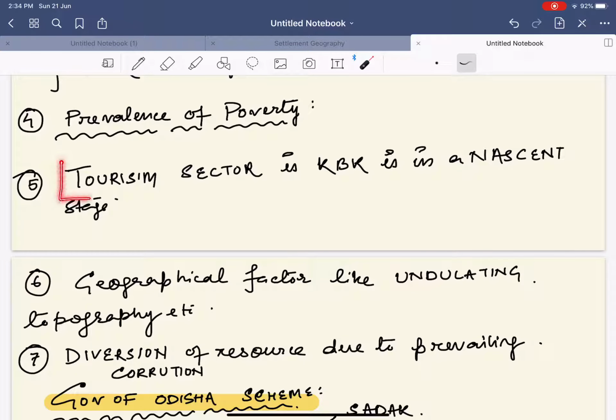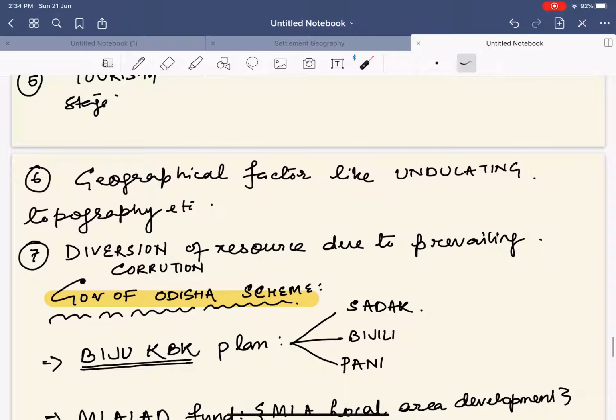Another reason is that the tourism sector in the KBK is in the nascent stage. Nascent stage means it's still in a baby stage. It's yet to see the tourism sector become mature and more developed. Next is your geographical factor. What is your geographical factor? Undulating topography in the KBK region. These KBK regions are basically the regions where you find more natural resources, that is your forests, hills, rivers, and building infrastructure in this region becomes very challenging because you need capital and money for that.